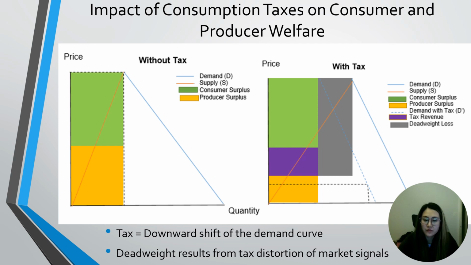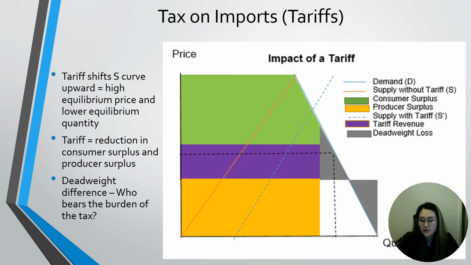Okay, then let's move to the next slide. This diagram demonstrates the impact of a tariff, which is a tax levied on imported goods in the market. The tariff shifts the supply curve upward and to the left, resulting in a higher equilibrium price and a lower equilibrium quantity compared to the free trade scenario without a tariff.